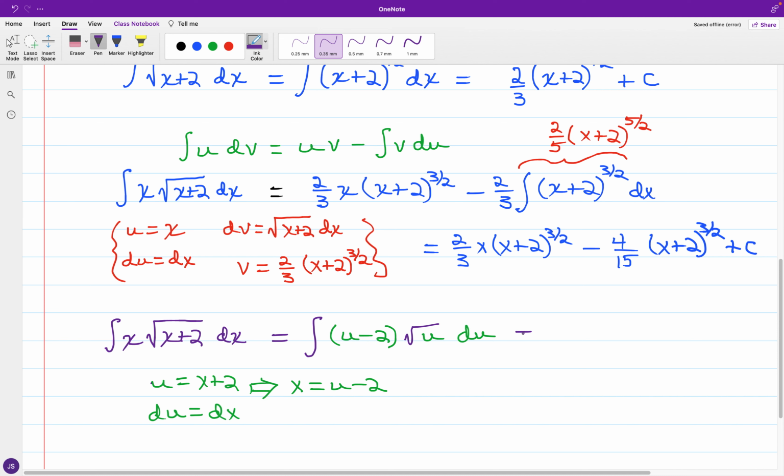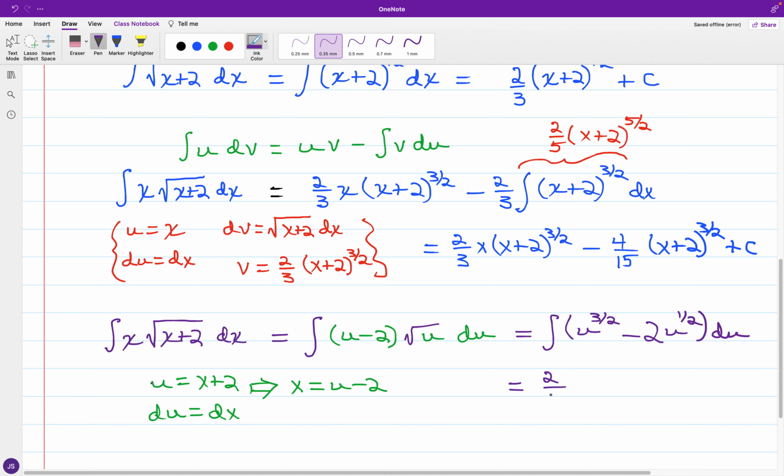Following through, we have u times the square root of u. Think of this as u to the first times u to the 1/2, which gives u to the 3 halves. And we have minus 2 times u to the 1/2, quantity du.